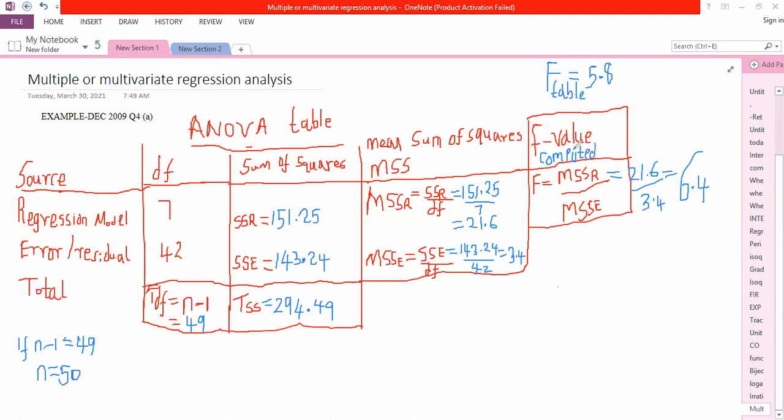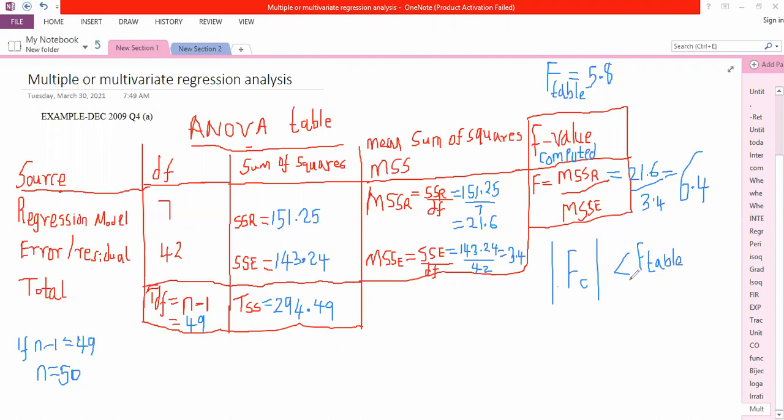So you compare your F computed and the F table, and if your F computed, taken in absolute terms, is less than the F table, then you'll say the model is not significant. I repeat, if the F computed is less than the F table, then you'll say the model is not significant. You're testing the whole model.